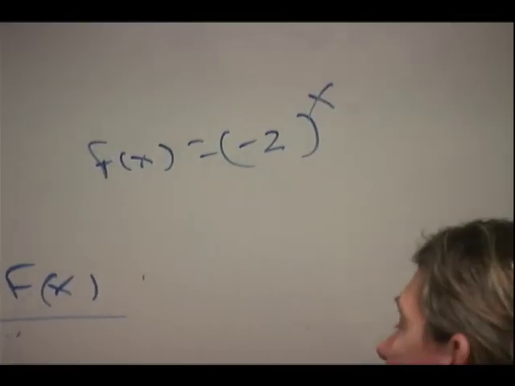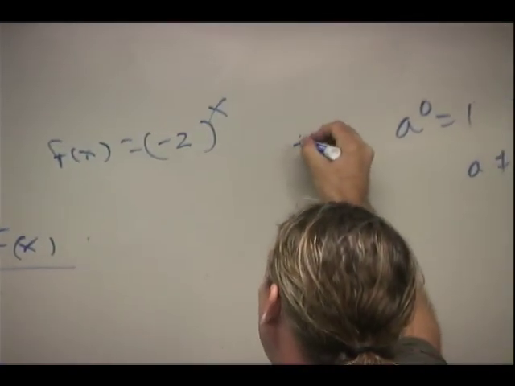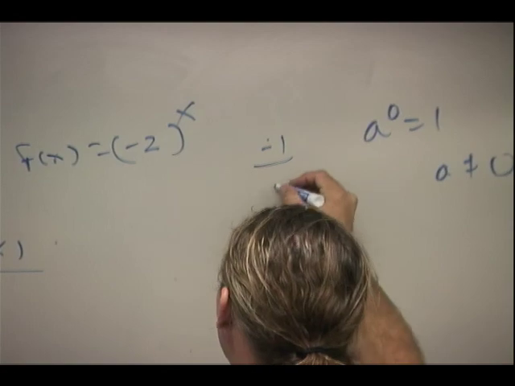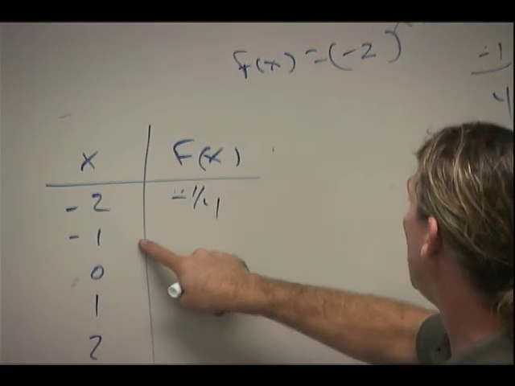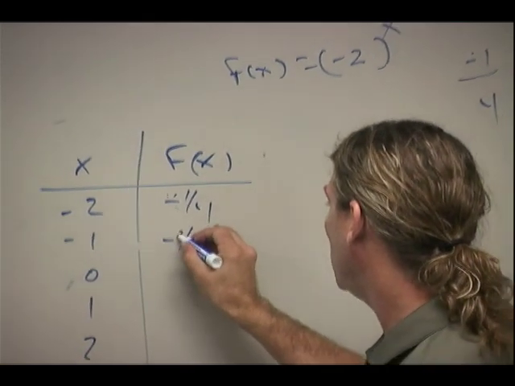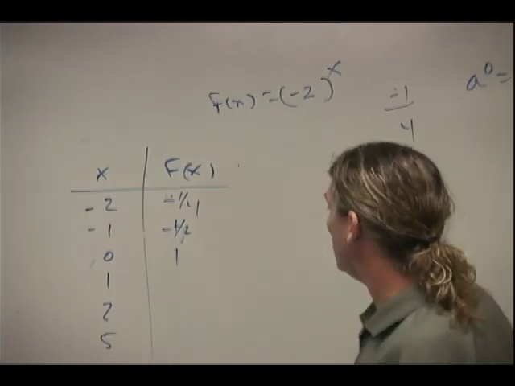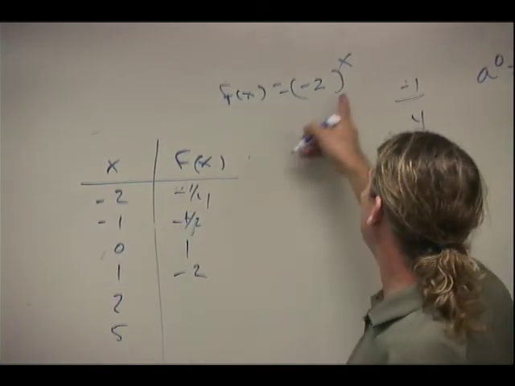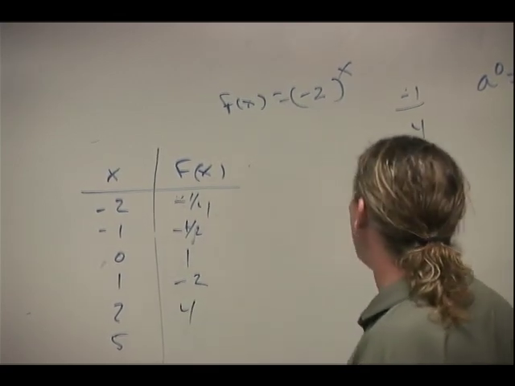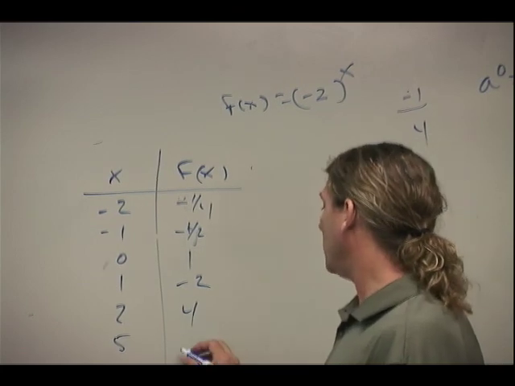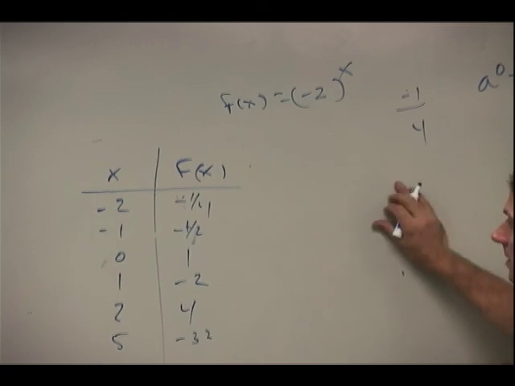Well, put in minus 2 and you get, let's see, minus 2 raised to the minus 2 would be minus 1 over 4, that works. Raise minus 2 to the minus first power, that's going to be negative 1/2. Put in 0, you get 1, that works. Put in 1, you get minus 2. Put in 2, you get, well, let's see, what's minus 2 times minus 2? Positive 4. Put in 5, you get negative 32. So I'm getting values here, that's okay.